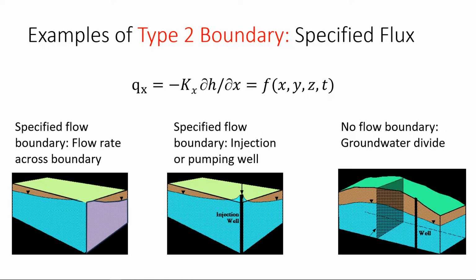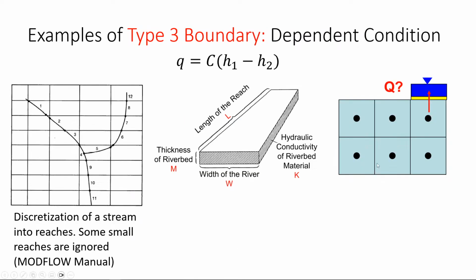Type 2 boundary condition is that you specify the flux. So the flux would be flow rate, like how much water is entering from here or from here or from here, how much water I am injecting or extracting, because that's a flux. But you know what? It could also be a no flow boundary, like Qx could be equal to 0. That's a no flow boundary. That could also be a type 2.